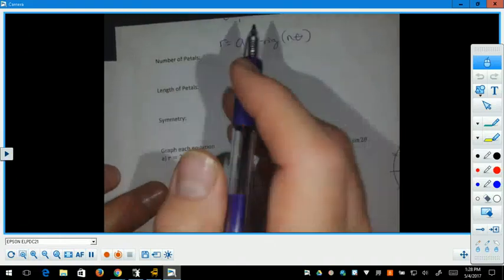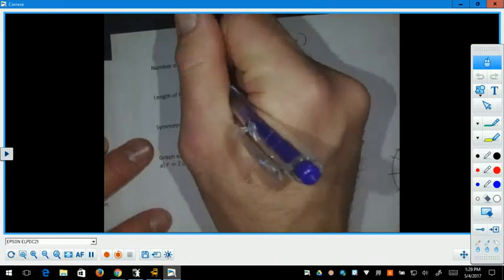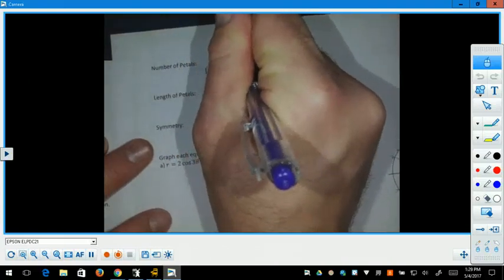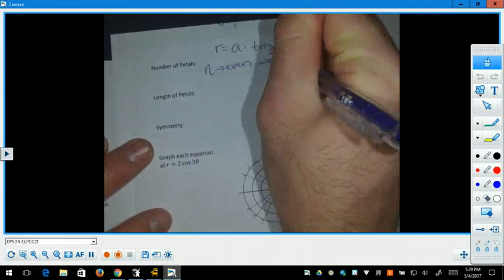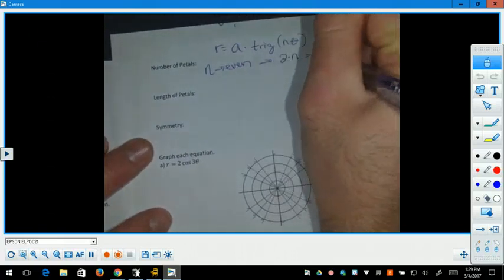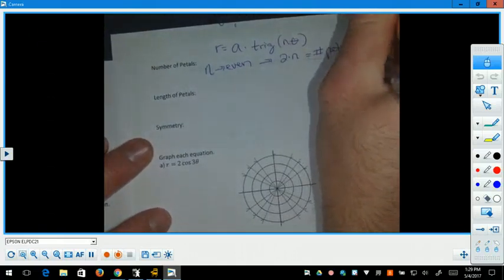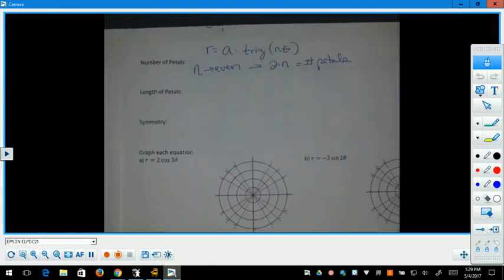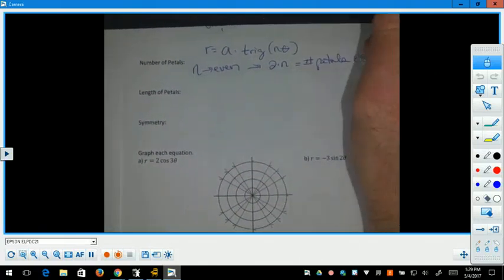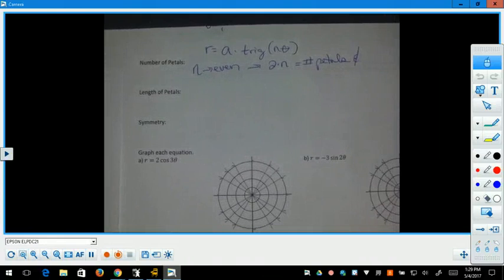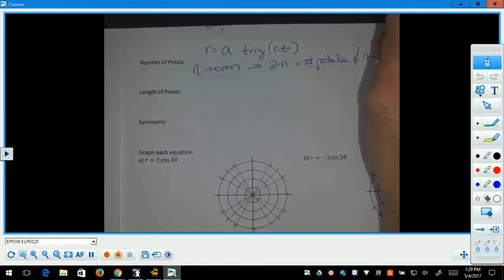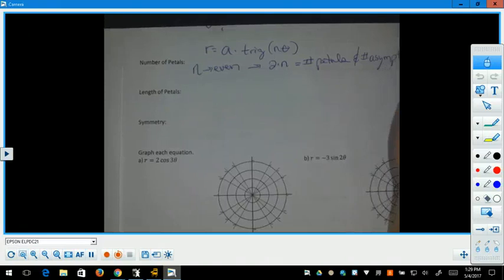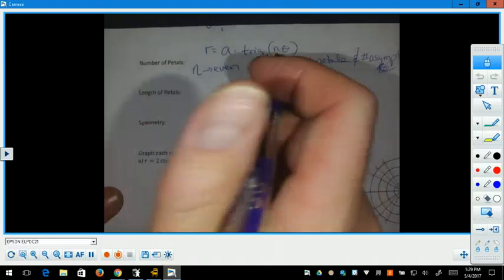With our number of petals, though, if n is even, then we have to do 2 times n equals the number of petals. And the number of, well, we'll talk about that in the symmetry, and the number of asymptotes that we need to find. In terms of the whole radial, it's due to symmetry. There's actually more, but due to symmetry, that's all we need.